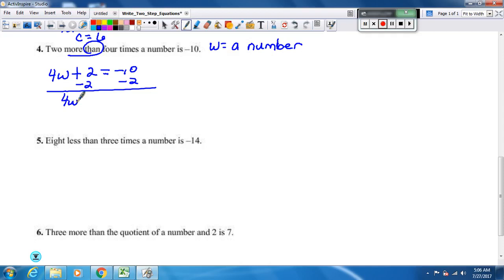4W, opposites cancel. A negative 10 and a negative 2 is a negative 12. 4 times W, the opposite of times is divide. Divide both sides by 4. W equals, there is a negative on the top, but no negative on the bottom to cancel it out, so it stays negative. And 12 divided by 4 is 3.